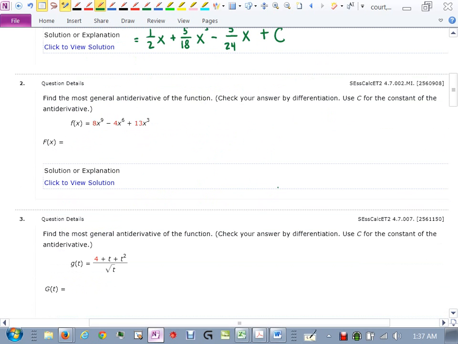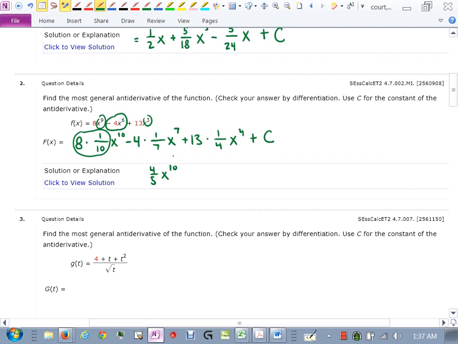Same thing with this one. I'll go a little faster here. 8 is in front times, now the plus 1 is 10, x to the 10. Then I have minus 4 on the next term, working on this. Then x to the 6, so times 1 over 6 plus 1 is 7. X to the 6 plus 1 is 7. Then plus 13. And then power here is 3, so 1 over 3 plus 1 is 4. X to the 4. And then when I get to the end, I add my constant of integration. 8 times 1/10, I can reduce that. That's 4/5.